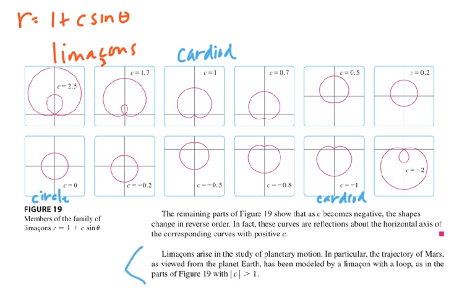So down here it tells you limacons arise in the study of planetary motion, in particular, the trajectory of Mars as viewed from the planet Earth has been modeled by a limacon with a loop, as in parts of Figure 19, with the absolute value of c greater than 1. So that means the two here on the top corner and the last one down here in the bottom corner.